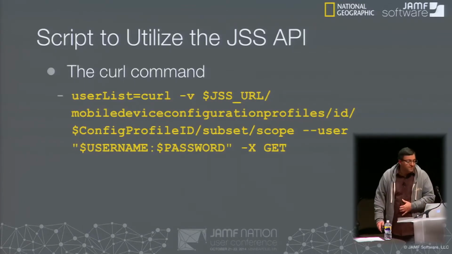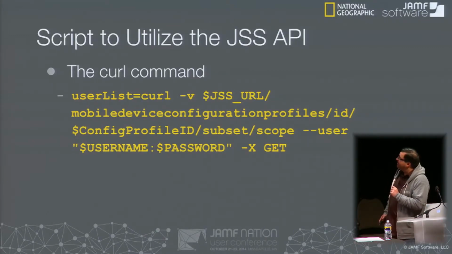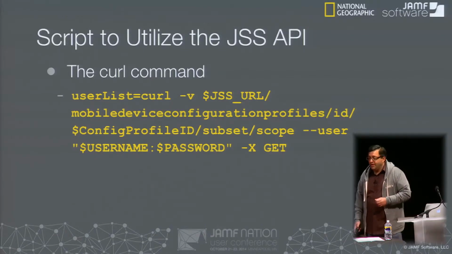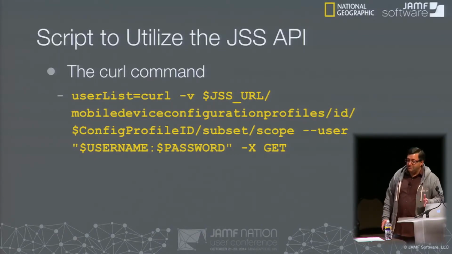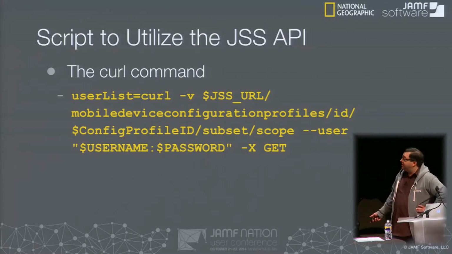Okay, so yeah, the curl command, v for verbose, the JSS URL, and then the API for the mobile configuration profile ID. We're passing in the ID, and the subset we want is the scope. And then you provide your API permissioned username and password. The -X flag here is to tell curl that you're using a custom request, and the request we're making is GET, which is to read.